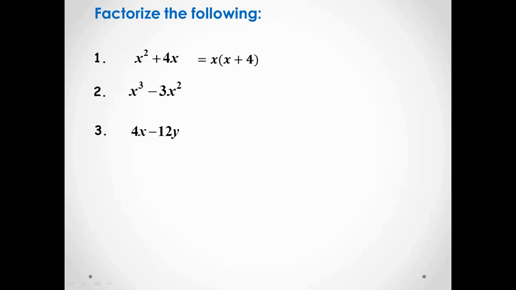Now the next one. Some persons will be tempted to say that the common factor is x, which is true, but remember we want the highest common factor, and in this case the highest common factor is actually x squared. So x squared, and in the bracket we will have x minus 3. Now again you can check by simply multiplying the term outside by the terms inside. So x squared times x will give us x to the third power, and x squared times minus 3 will give us minus 3x squared.